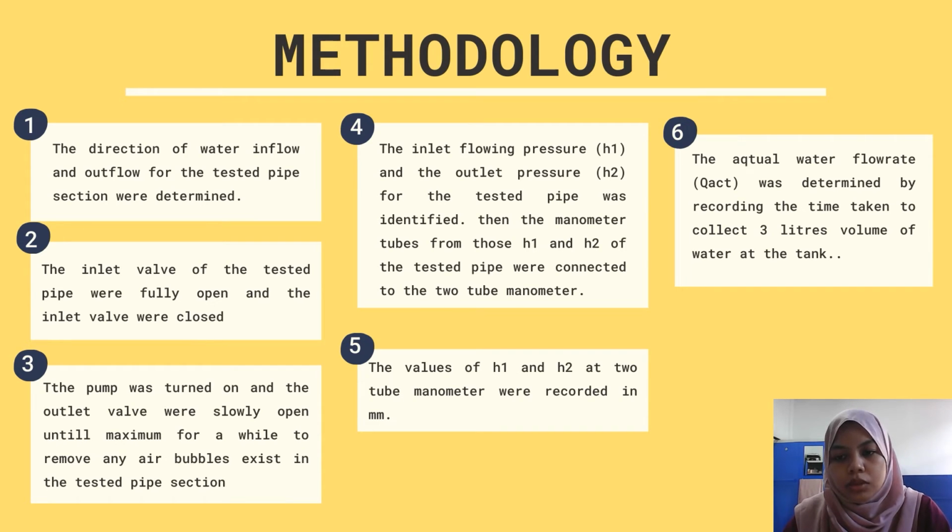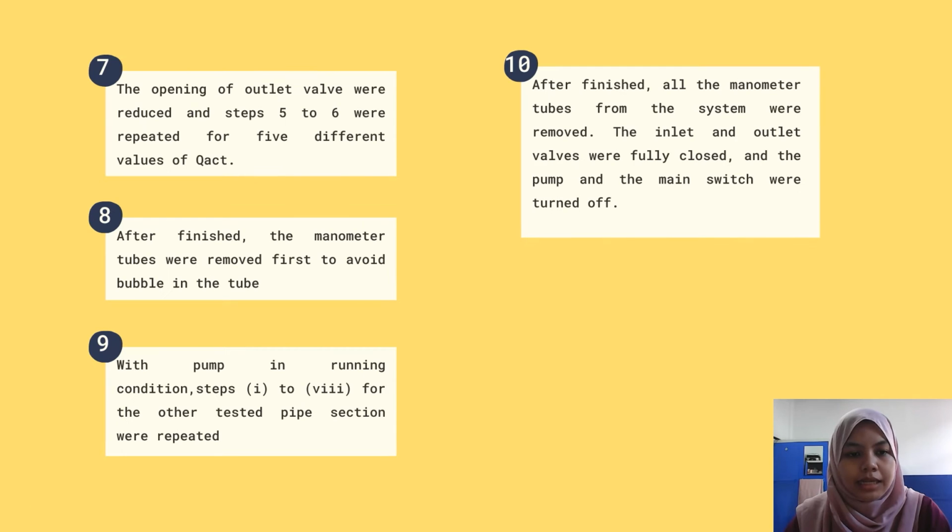Then the actual water flow rate was determined by recording the time taken to collect 3 liters volume of water at the tank. Next, number 7, the opening of the outlet valve was reduced, and steps 5 to 6 were repeated for 5 different values of Q actual. And then after finishing, the manometer tubes were removed first to avoid bubbles in the tube.